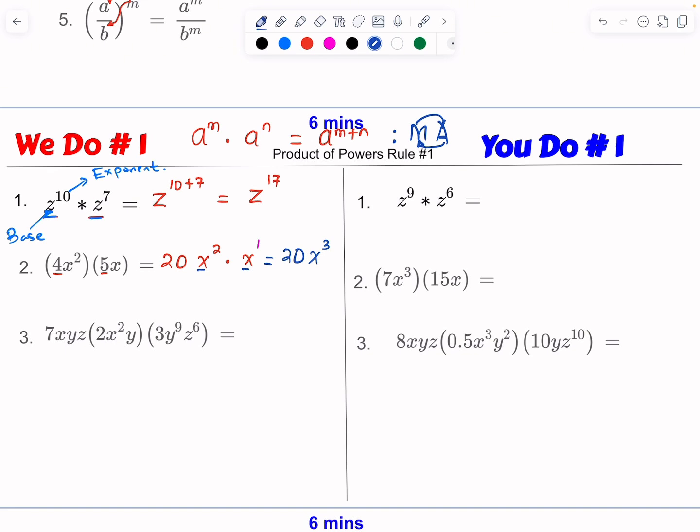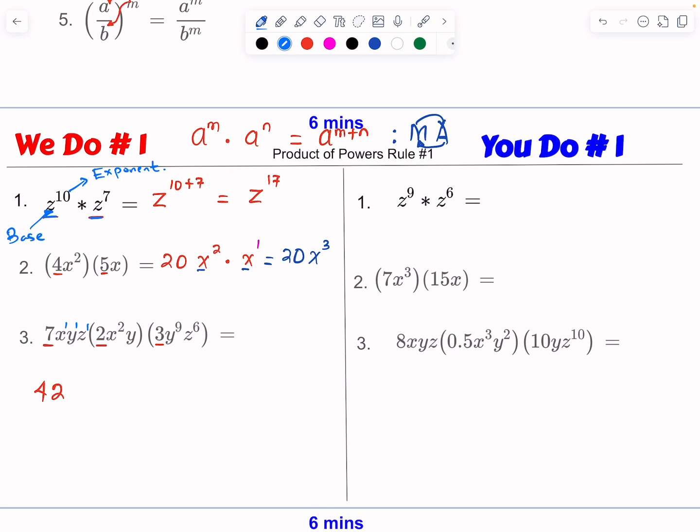Now what about number 3? For number 3, we are going to do the same thing. I would multiply those numbers. If I multiply those numbers, what am I going to get? 7 times 2 is 14, and then what is 14 times 3? That one is going to give me 42. And then the next thing I want to do is that I know that this x has a power of 1, the y has a power of 1, and the z has a power of 1.